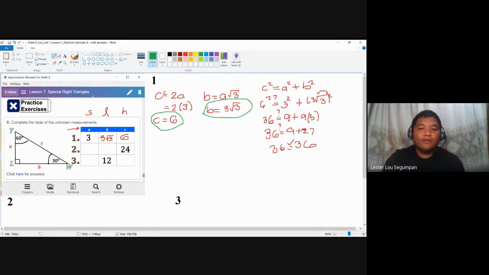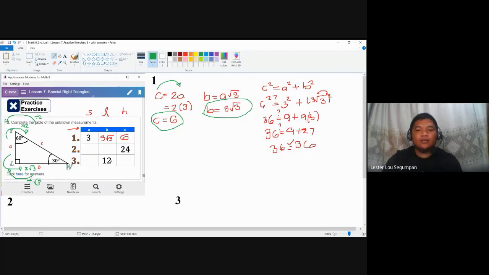Conversely, from the shorter side to the hypotenuse, multiply by 2. When we return, we are going to divide by 2. Okay, let me write it here. From shorter side to hypotenuse, we're going to multiply by 2. When we're going to return it, we're going to divide by 2. Similarly here, from the shorter to the longer leg, you're going to multiply by square root of 3. When we go back, we're going to divide by square root of 3.